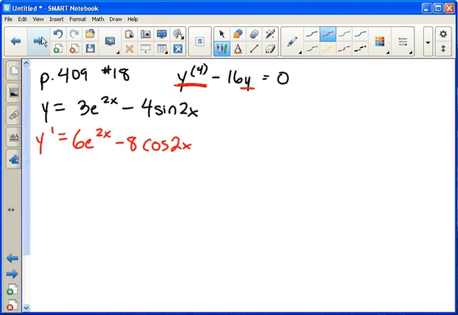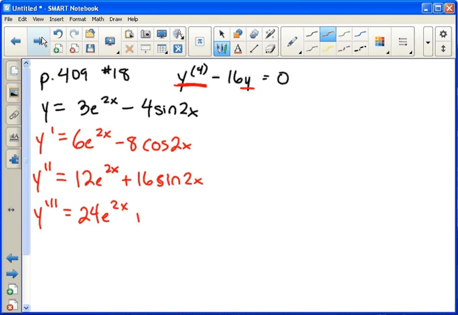Okay, second derivative, I multiply by 2 again, so I get 12e to the 2x. Same idea here, derivative of negative cosine is positive sine, and I have to multiply by 2 because that's the derivative of the inside. Third derivative, it's going to give me 24e to the 2x plus 32 cosine of 2x. And the fourth derivative gives me 48e to the 2x minus 64 sine of 2x.